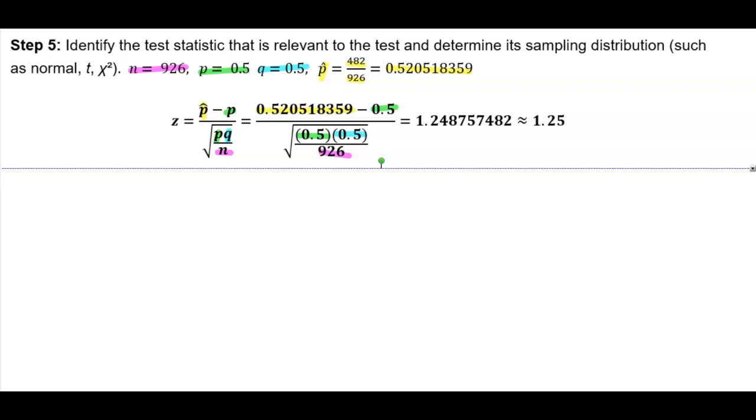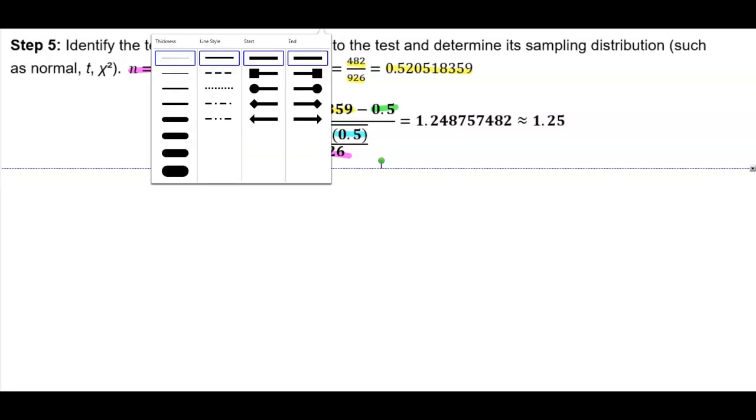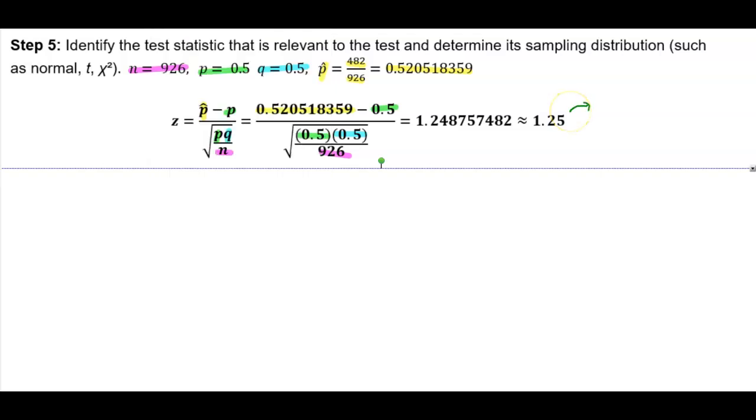So again, let's identify this as the test statistic. So this is our test statistic, which is our z-stat value.